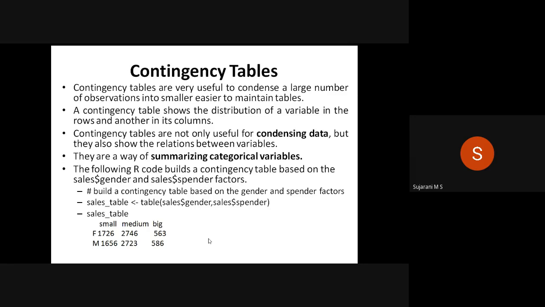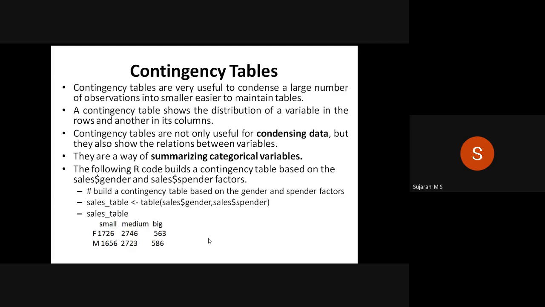So contingency tables are very useful to condense a large number of observations. A large number of observations can be summarized by using contingency tables. Here one example is shown: build a contingency table based on sales gender and sales spender factor. Based on gender and spender factor, we can create a small condensed table from our original data.